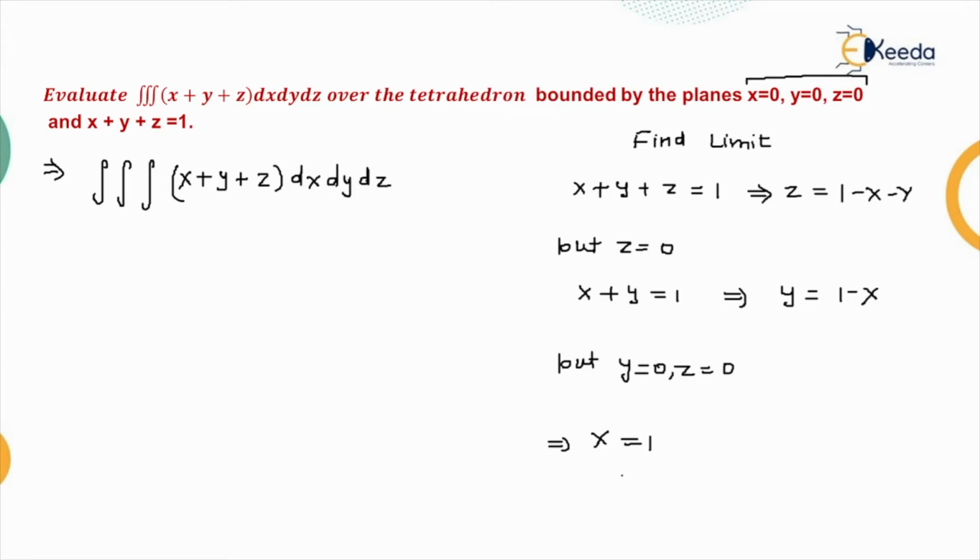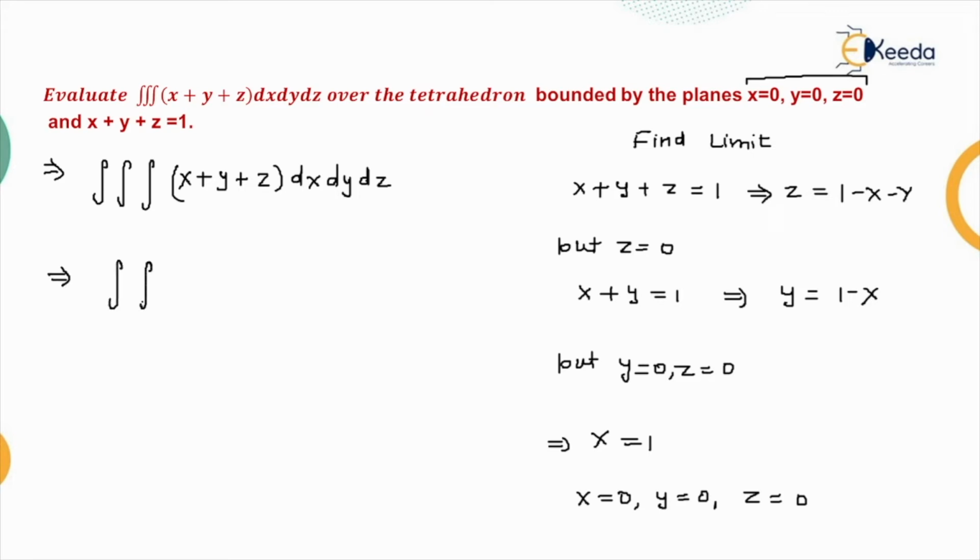So the initial conditions you have are x equal to 0, y equal to 0, and z equal to 0. And the other limits you have are z equal to 1 minus x minus y, y equal to 1 minus x, and x equal to 1. So I mean to say, this complete integration you can perform like that.